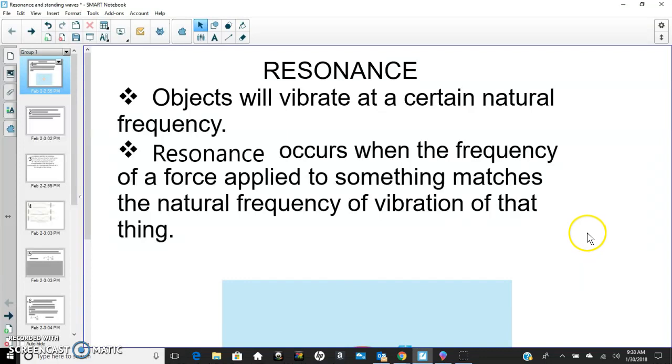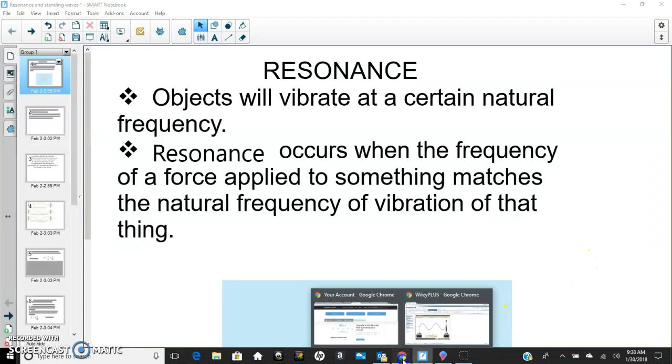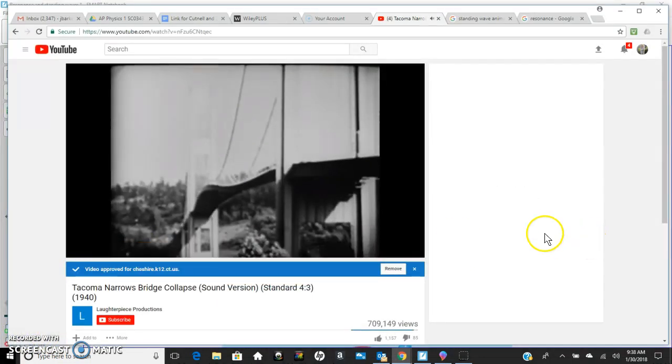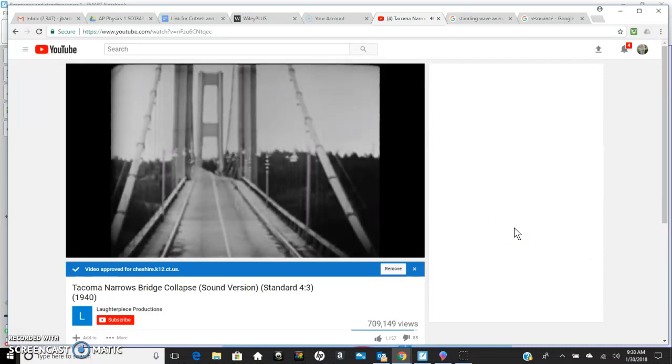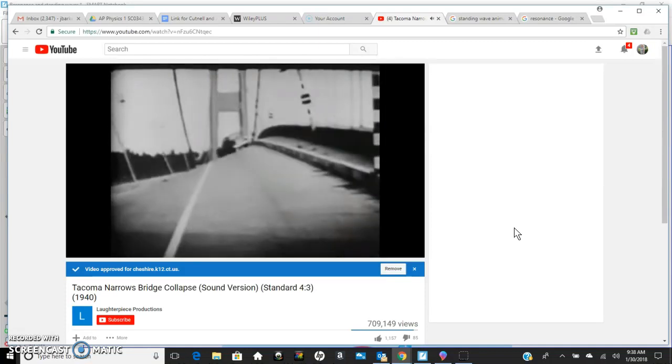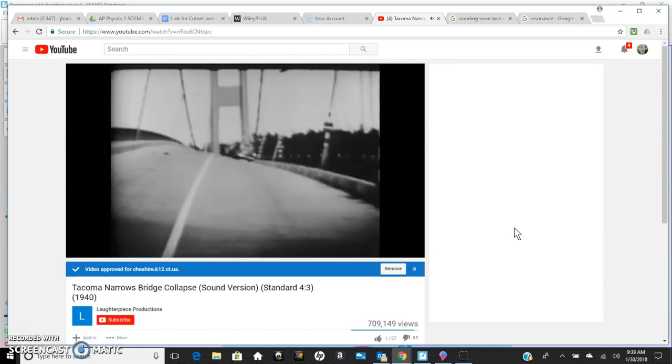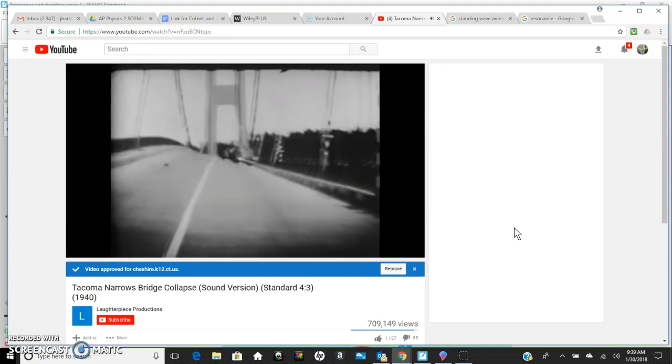Now, another example of resonance occurred with the Tacoma Narrows Bridge in the 1940s. So I'm going to show you a little bit of a video clip here. Let me pull it up. So here we're going to see part of a video clip of the Tacoma Narrows Bridge. And the vibrational frequency of the bridge matched the natural vibrational frequency of the wind through that area. And so as the wind blew through the area, the bridge began to resonate.